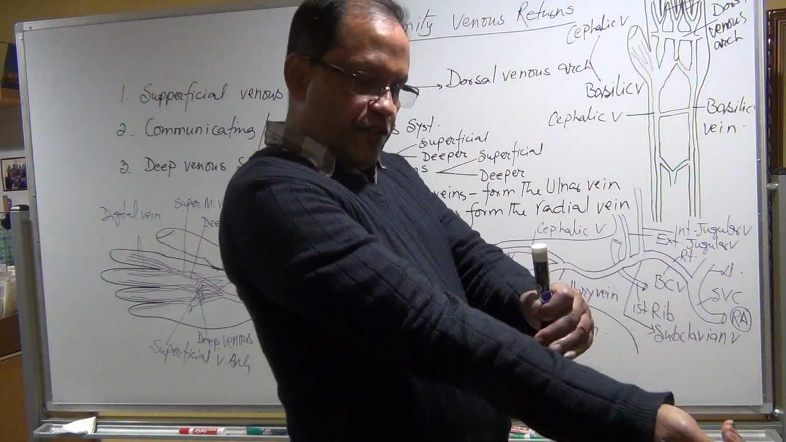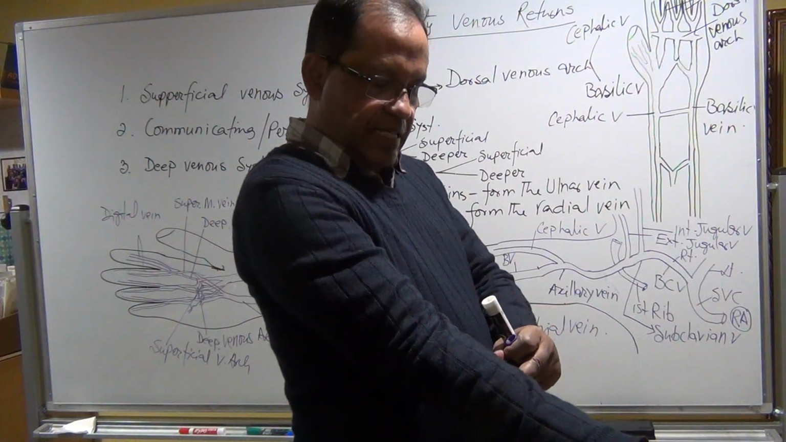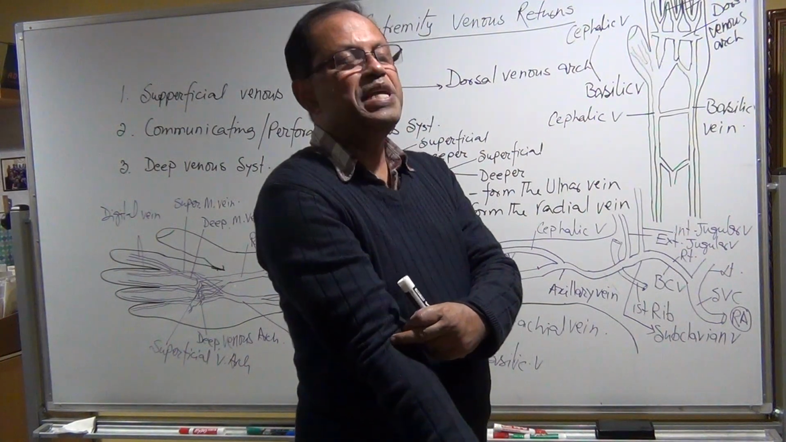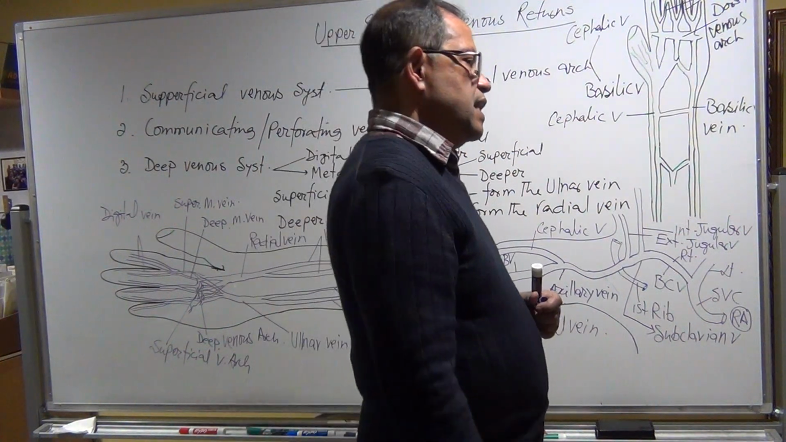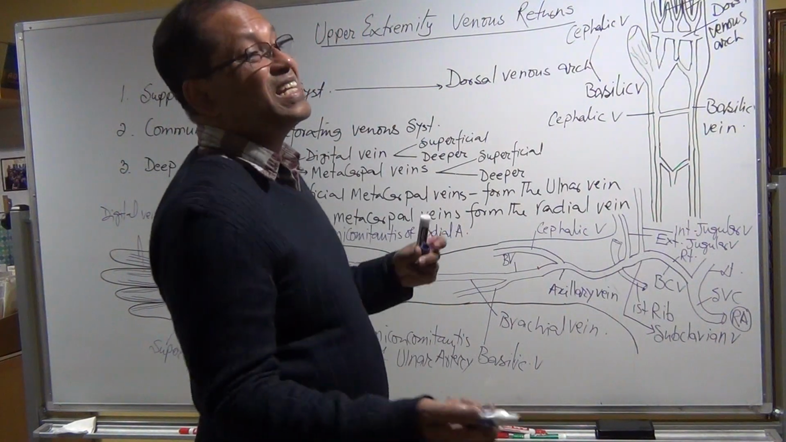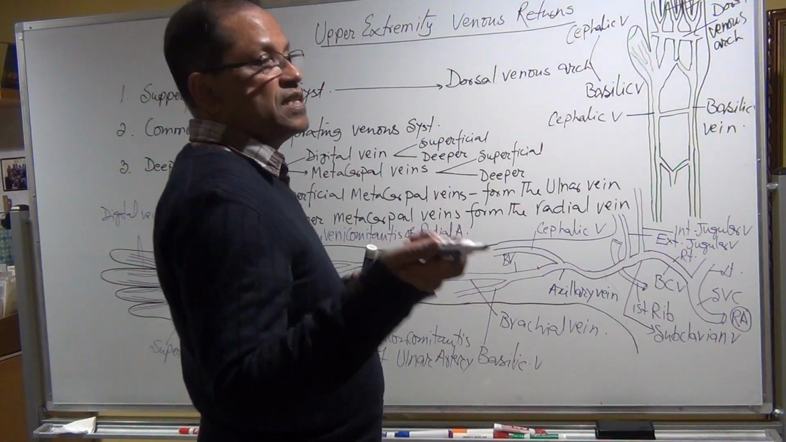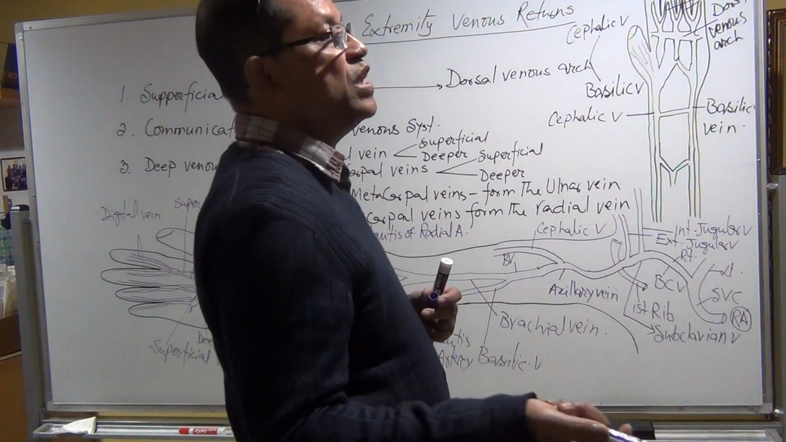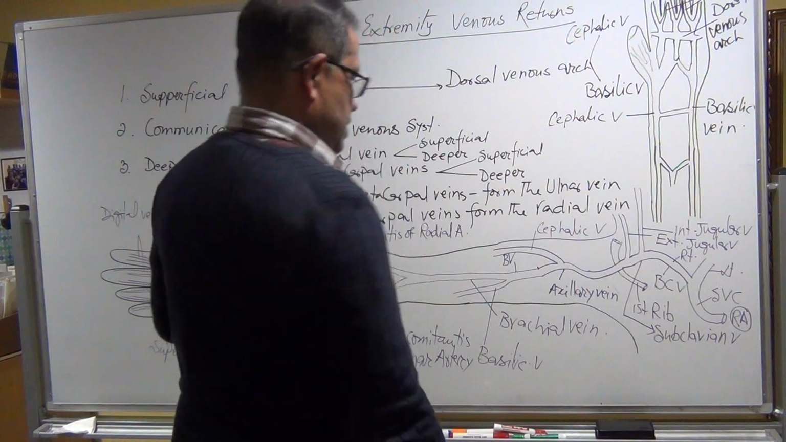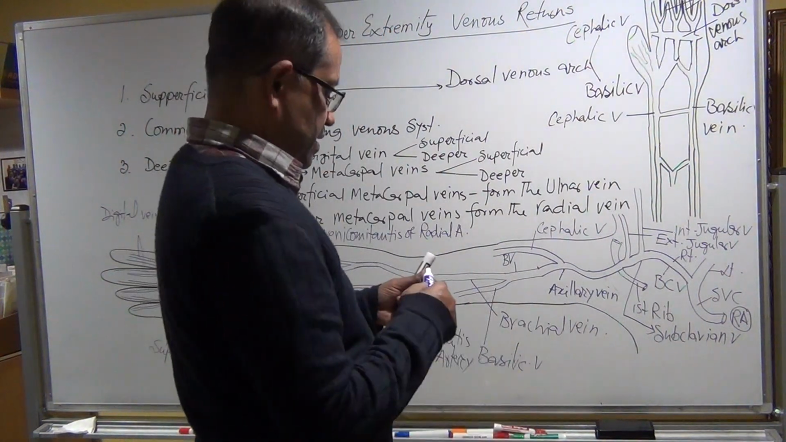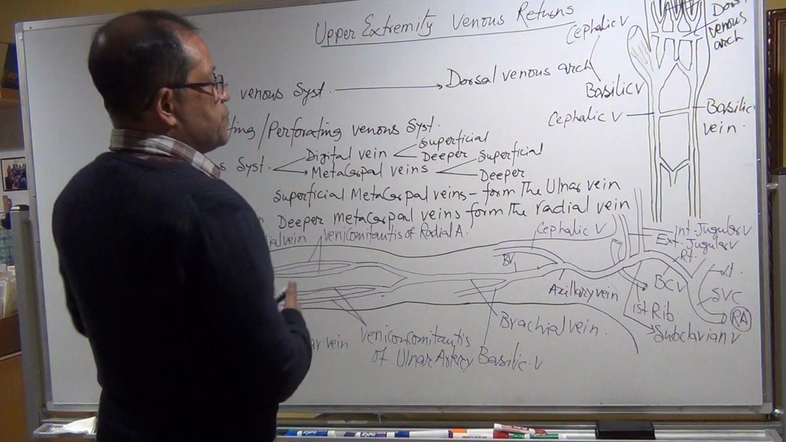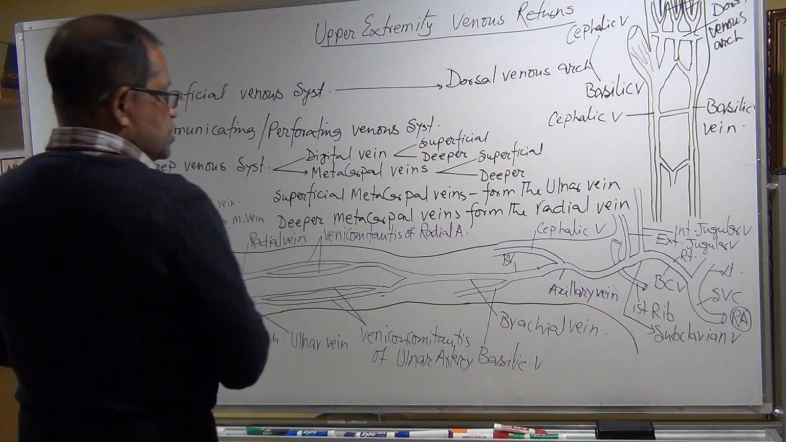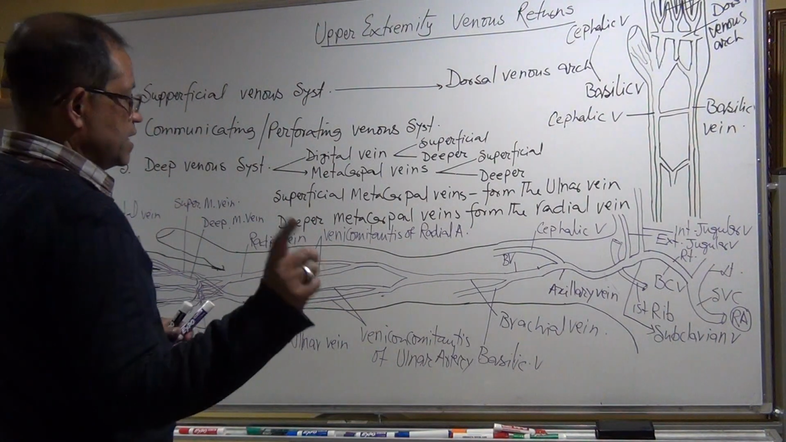And between the basilic and cephalic, another superficial vein develops, called median vein. That median vein also collects blood from the cephalic vein and the basilic vein, and this median vein joins into the brachial vein. Okay, brachial vein. So in that way the whole venous system in the upper extremity is conducted easily.